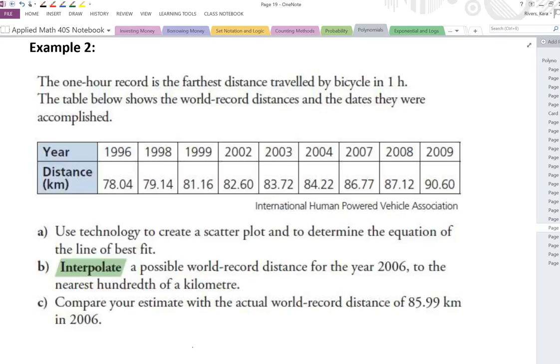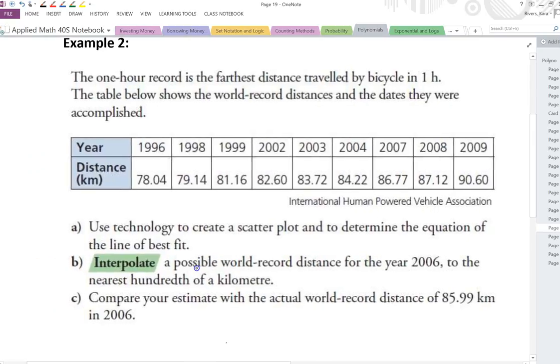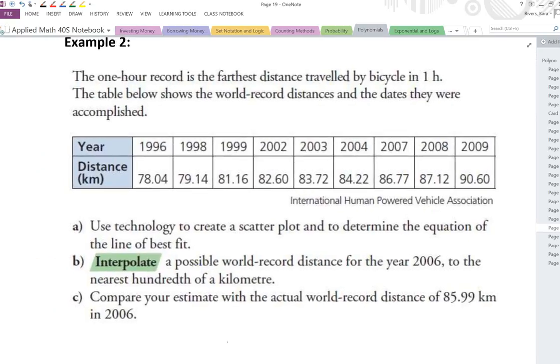So our first decision we need to make is, what is my x, or my independent variable, and what is my y, my dependent variable? Here, our independent variable is the year, so I'm going to put IV here. And the dependent variable is my distance. Your independent variable goes into L1, list 1. And your distance, or your dependent variable, is going to go into list 2.